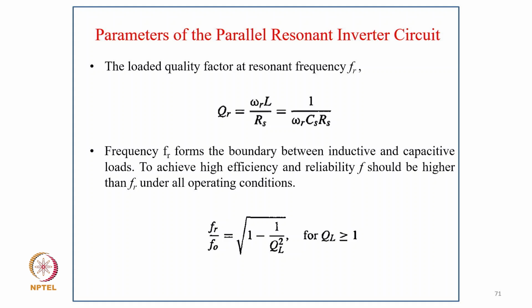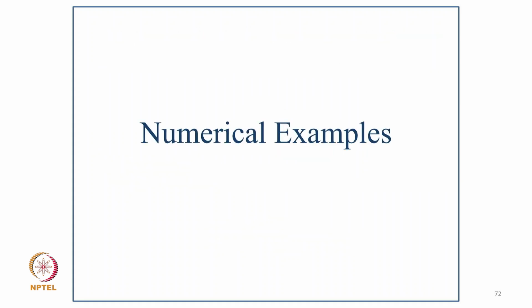and the load quality factor at resonance frequency FR, that is QR, equal to omega R L upon RS equal to 1 upon omega R CS RS. So frequency FR is the boundary condition between the inductive and capacitive load. To achieve high efficiency and reliability, F should be higher than FR under all operating conditions. So FR divided by F0 equal to root of 1 minus 1 upon QL square, where QL is greater than 1. Now coming to the numerical example.